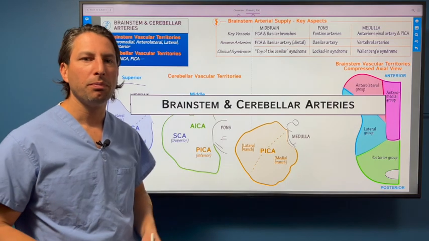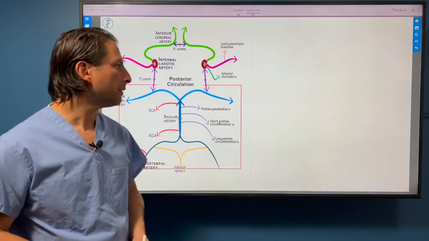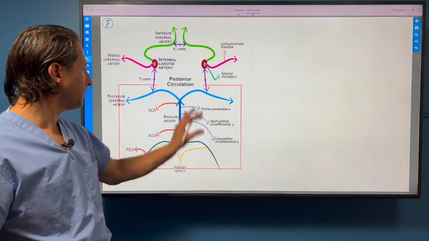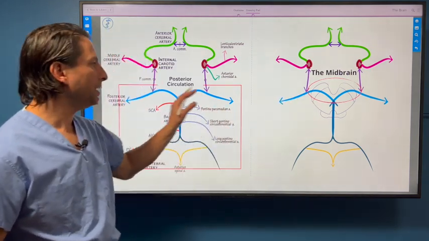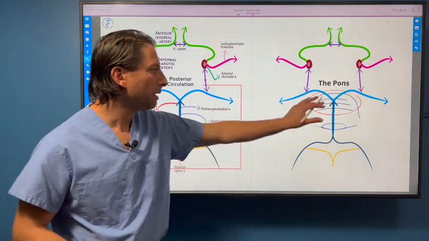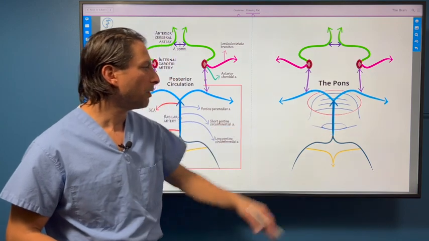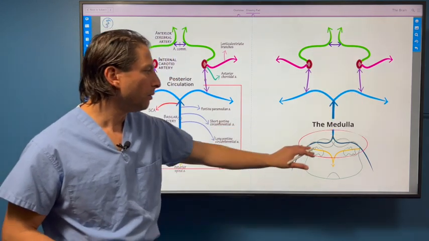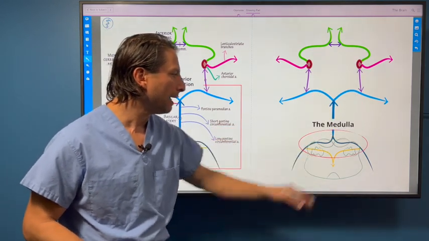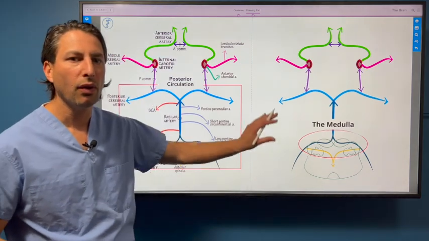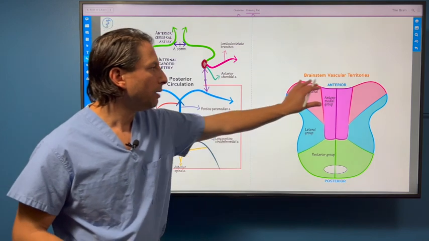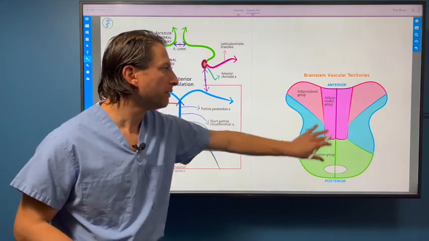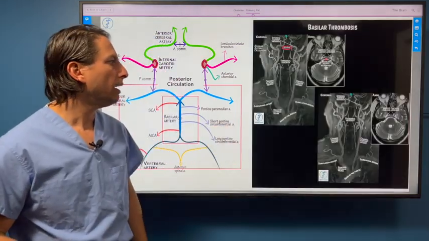So now let's walk through brainstem and cerebellar arteries. So this is posterior circulation here. With the midbrain, we think about the PCAs. With the pons, we think about the basilar and its perforators. And with the medulla, we think about the anterior spinal arteries. Now that's an oversimplification, and we'll see here that the brainstem has a lot of different vascular territories.